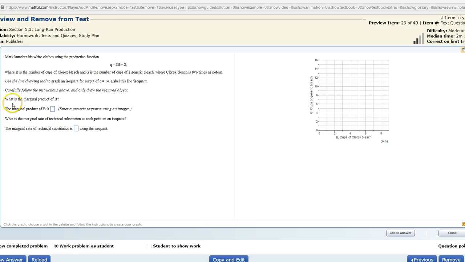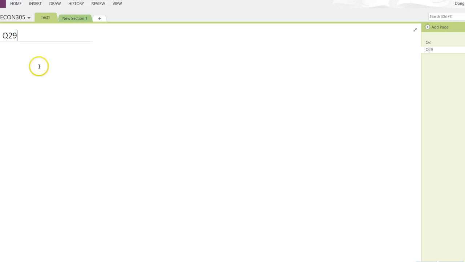The question is, what is the marginal product of B and what is the marginal rate of technical substitution at each point on an isoquant? First, this is obviously a linear function. So if we write down this isoquant when Q equals 14, we have something like this.